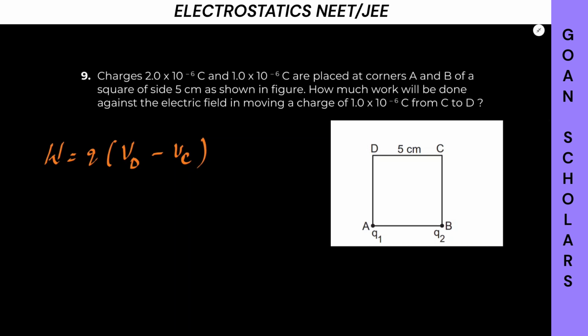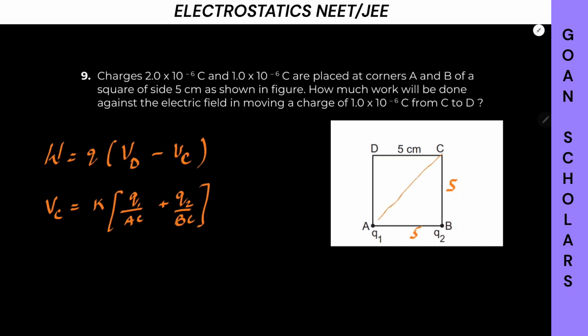First, let's calculate VC, the potential at C. So VC will be equal to K. I'm just writing K here, later we will substitute it as 1 by 4 pi epsilon naught. And what's the charge? Q1 upon our AC plus Q2 upon BC. This is the potential at C due to both the charges, right? So let's see if there is something common. No. Okay, this is the square of 5 cm, this is also 5.